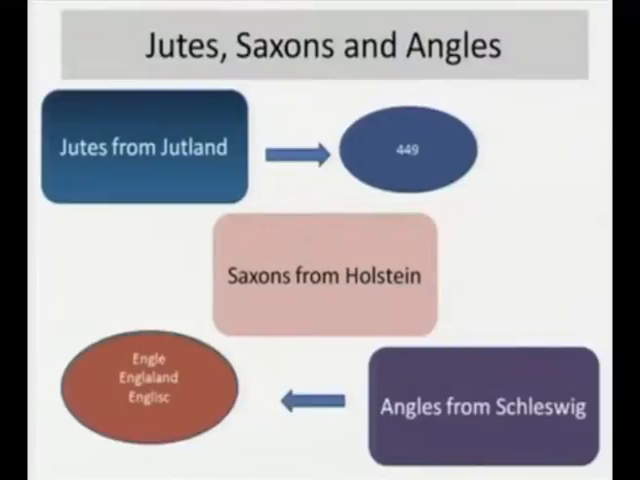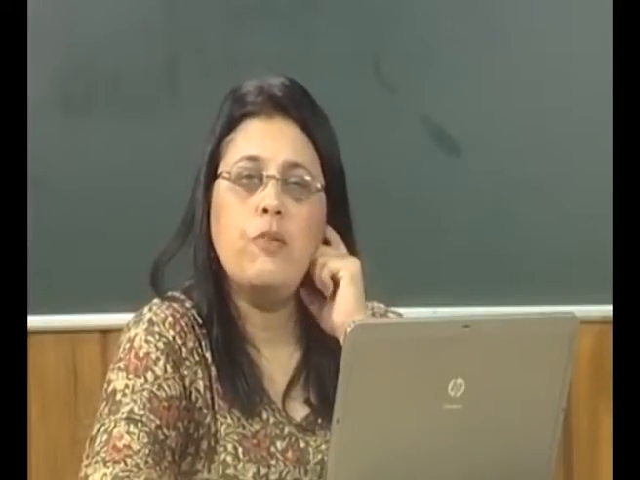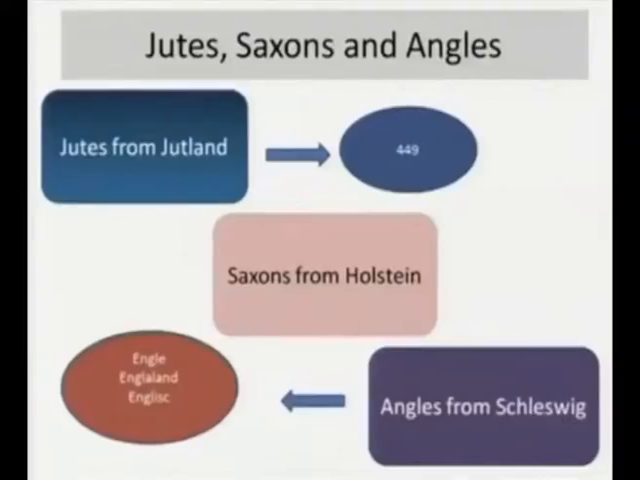Well, you would remember that whenever we talk about the history of the English language, we need to refer to 3 marauding tribes from Europe: the Jutes, the Saxons and the Angles. And the Jutes are supposed to have come to England from Jutland, Saxons from Holstein and Angles from Schleswig.